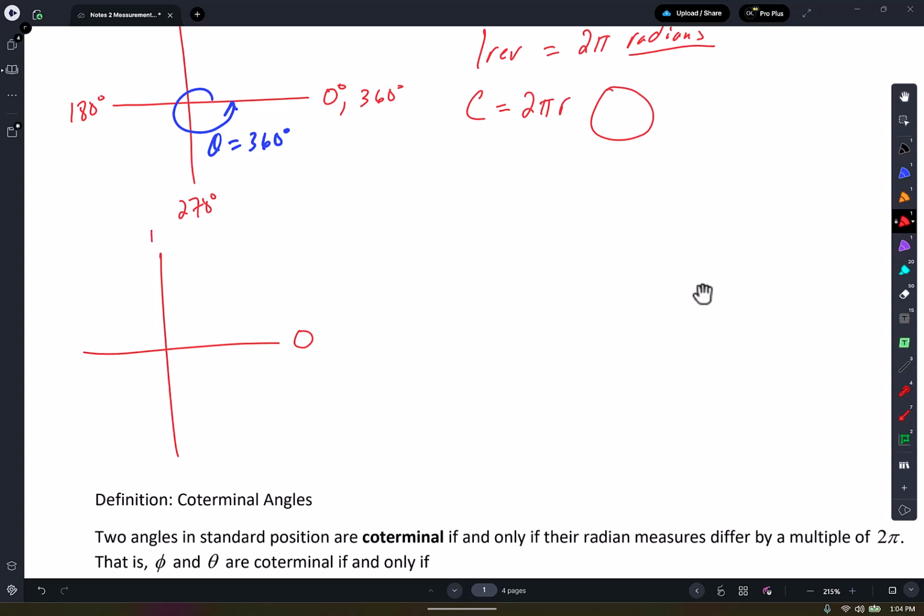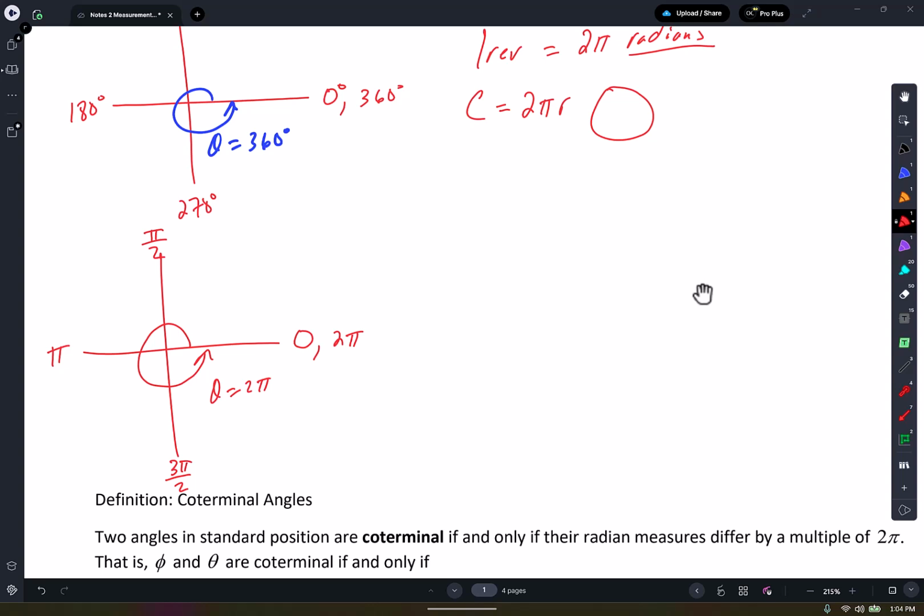So then at 90 degrees, this is pi over 2 radians. You can also say half pi. And then at 180 degrees, that is pi radians. And then at 270 degrees, that is 3 pi over 2 radians. And then one revolution, 2 pi radians. So here it is, one revolution right there. That is 2 pi radians.